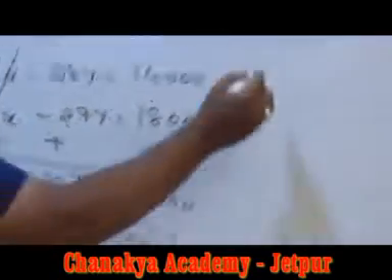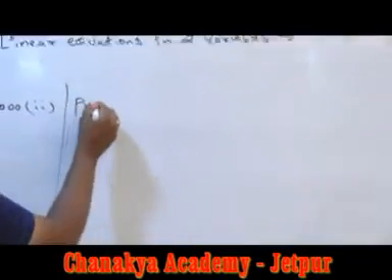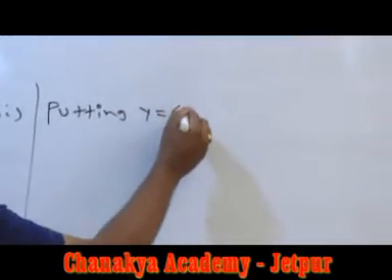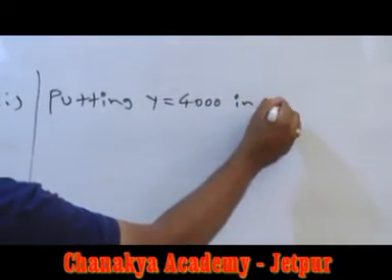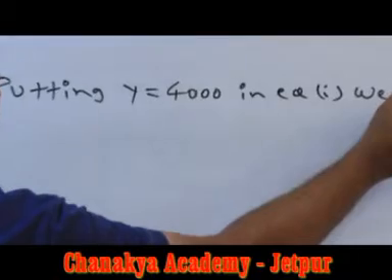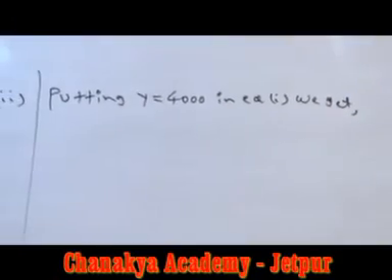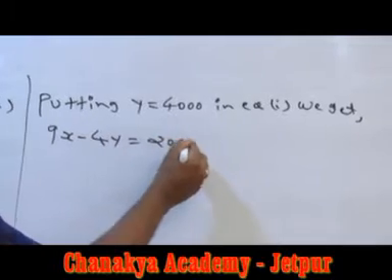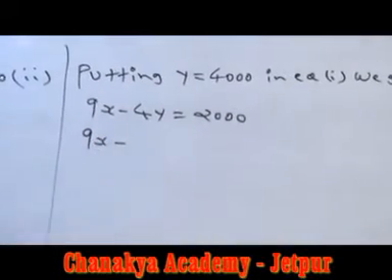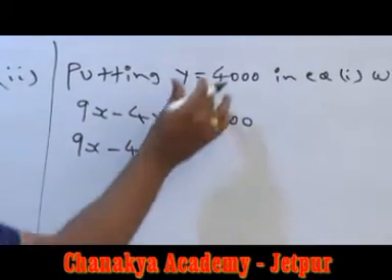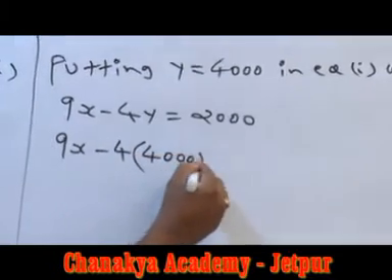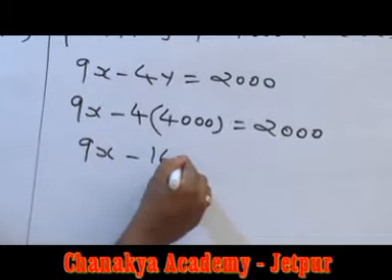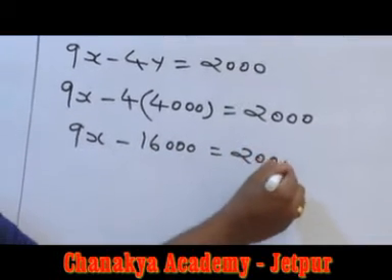Substituting the value of y, putting y equal to 4,000 in equation number 1, we get 9x minus 4y equal to 2000. 9x minus 4 bracket, value of y is 4000, equal to 2000. 9x minus 16,000 equal to 2000.